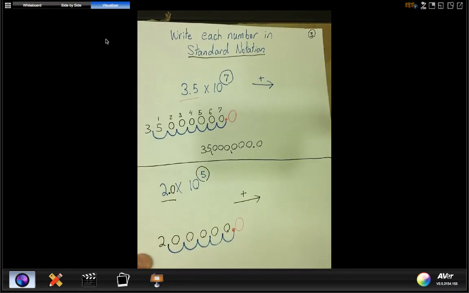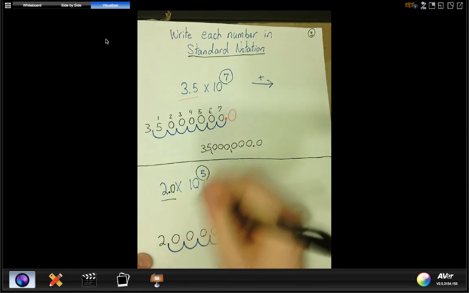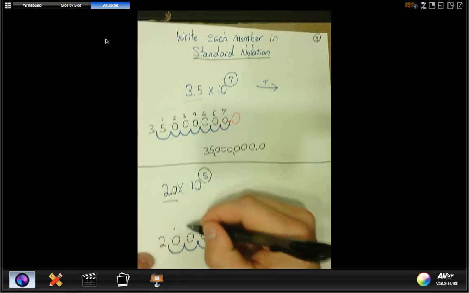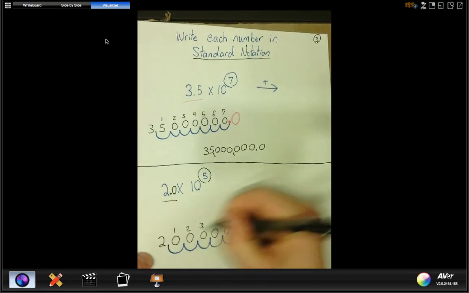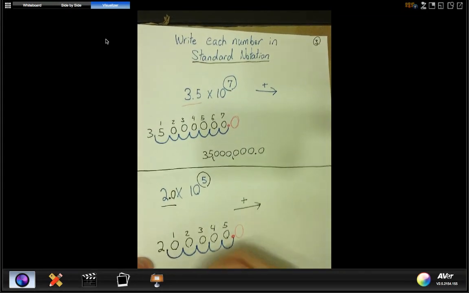I want to double check my work before I write my final answer. I should have 5 numbers above my original one from the moving point. 1, 2, 3, 4, 5. Right on. My answer written nice and clean.